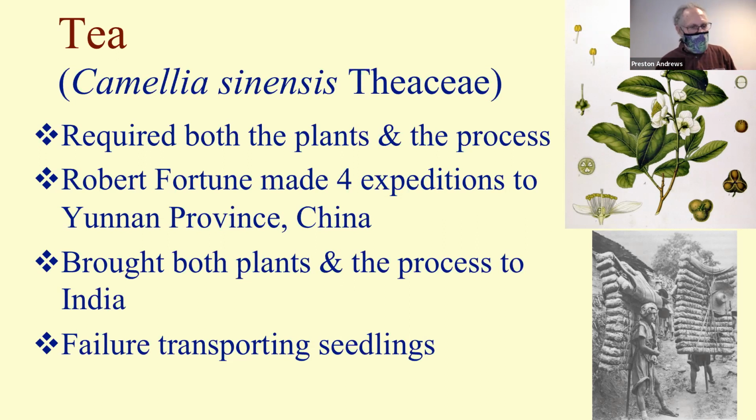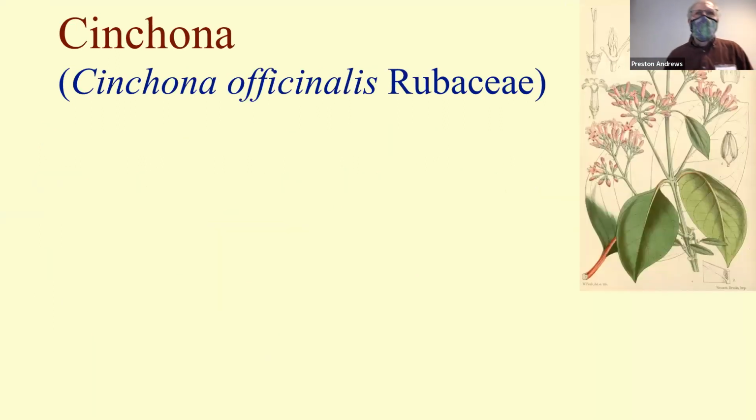And Fortune brought back daphnes and magnolias and rhododendrons and roses and jasmine and wisteria. They were collecting all sorts of stuff. It's not just these economic plants, but many, many different ornamental plants. Cinchona, Cinchona officinalis, is in the coffee family, so it's related to coffee.